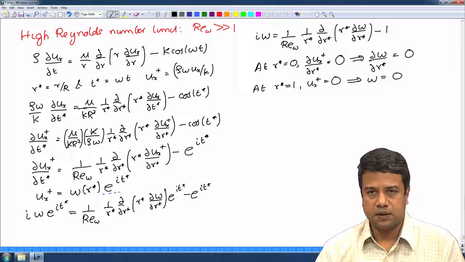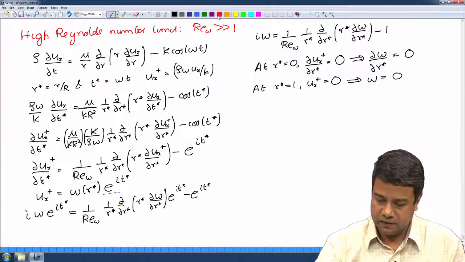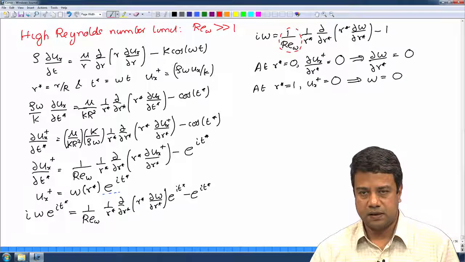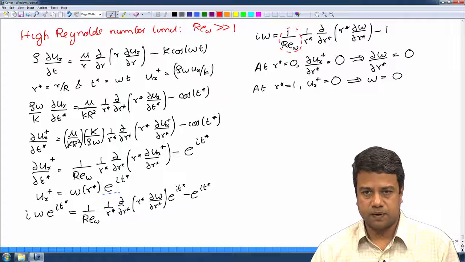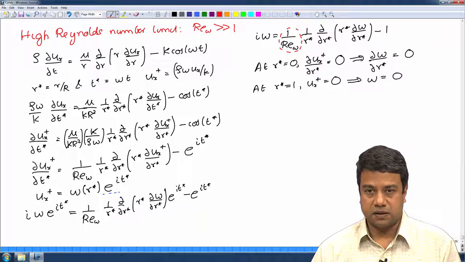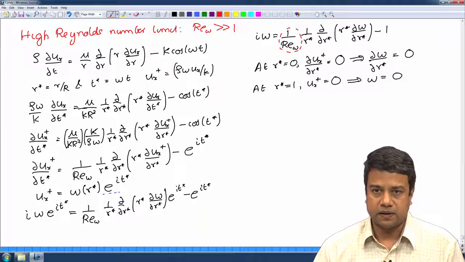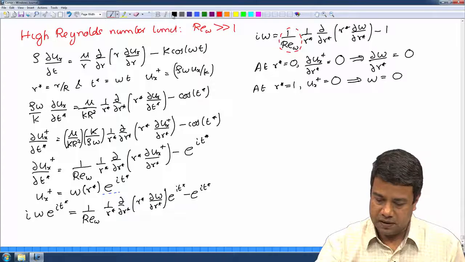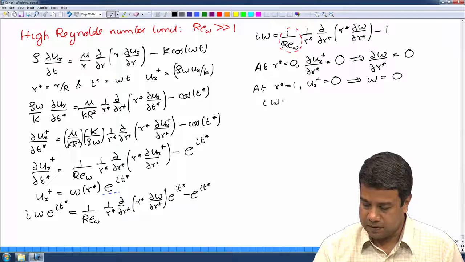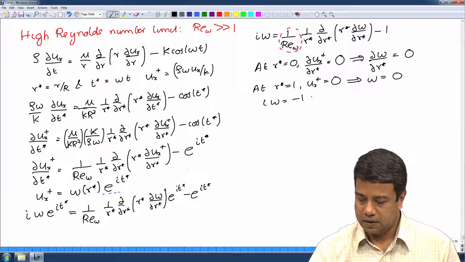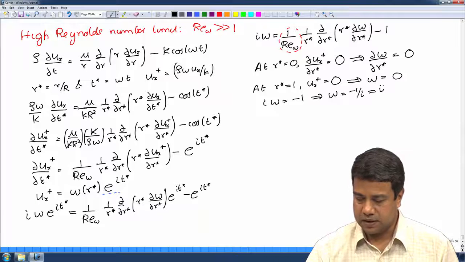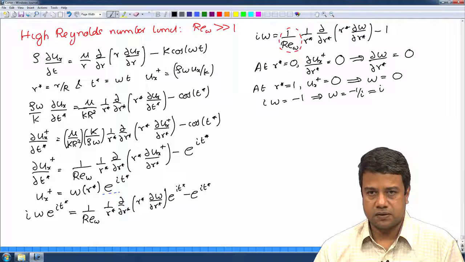Good. So, the only difference was that I have a 1 over Re in the viscous term instead of an Re in the inertial term. In the limit of Re going to 0, the inertial term goes to 0 because it is multiplied by Re. In the limit of Re becoming large, the viscous term can be neglected because it is multiplied by 1 over Re. And if I neglect the viscous term, I just get an equation i w is equal to minus 1, which implies that w is equal to minus 1 over i, which is just equal to i itself. So, that is the solution for w.